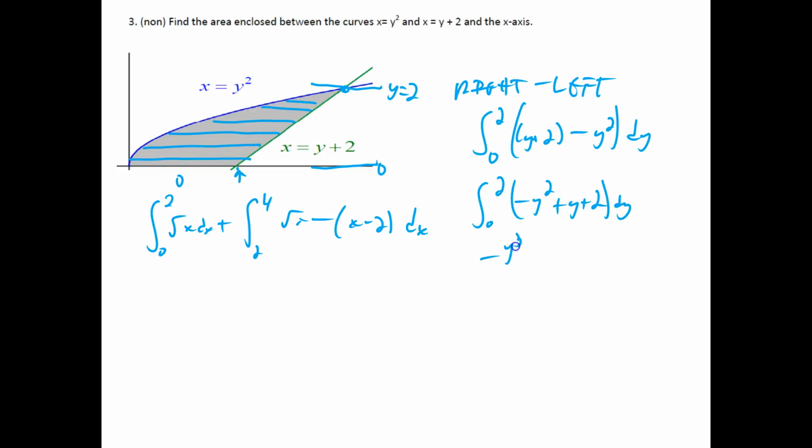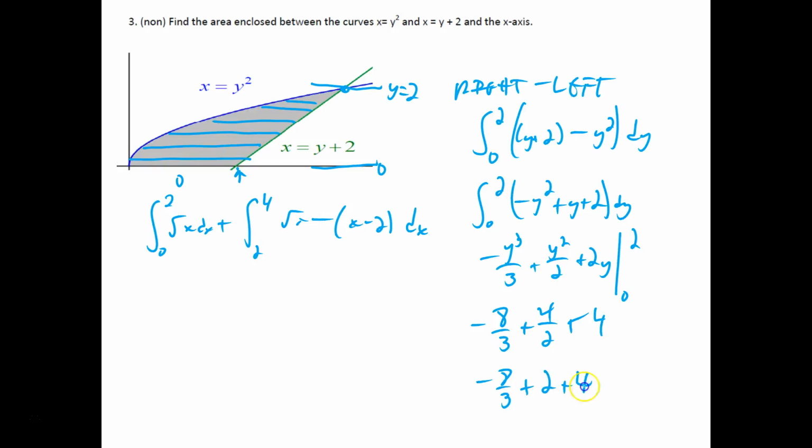Antiderivative: negative y cubed over 3 plus y squared over 2 plus 2y, evaluated from 0 to 2. Plugging in 2 gives us negative 8 thirds plus 4 halves plus 4. So that's negative 8 thirds plus 2 plus 4. You could leave it at any one of these spots, but let's see if we can make it happy. 4 and 2 are 6. 6 is 18 thirds. So it'd be 18 minus 8 over 3, which is 10 thirds.